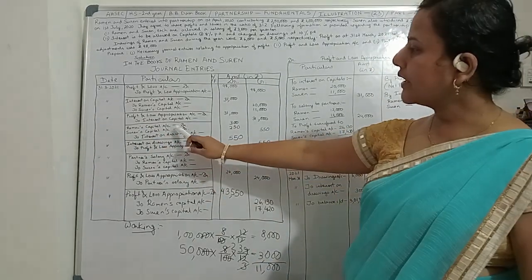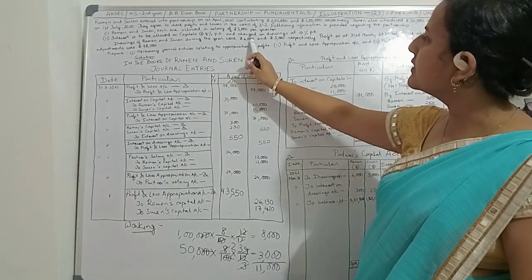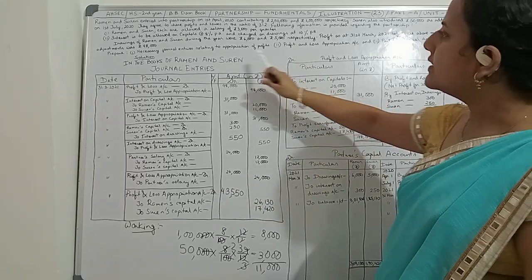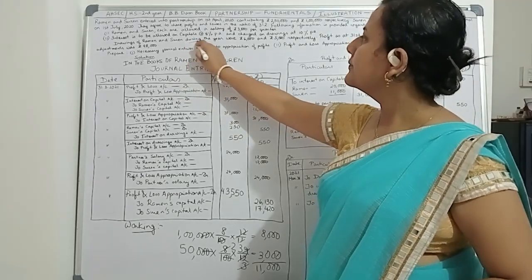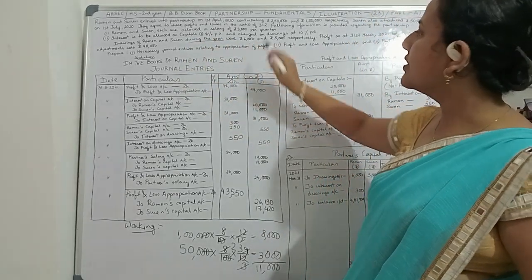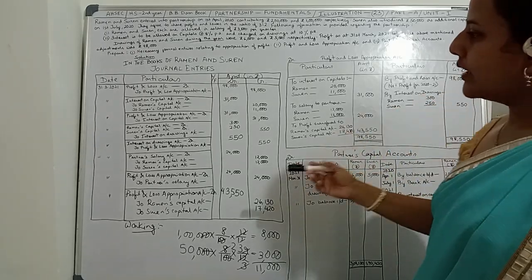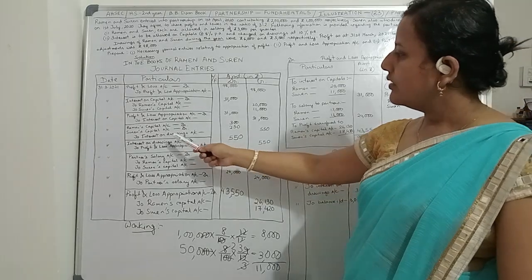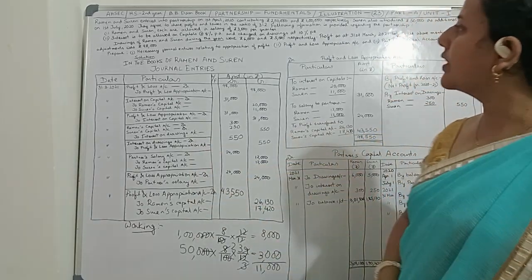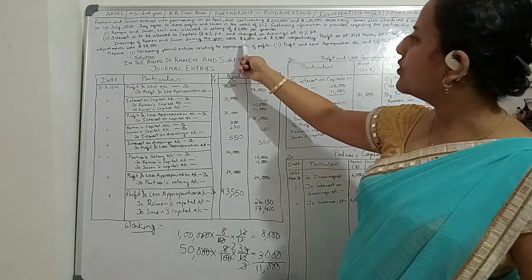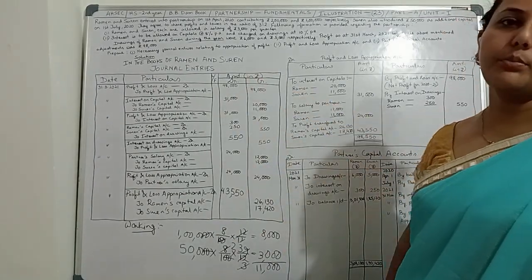Then you have to go for calculation of drawings. You see here what is the amount of drawings? 6,000 and 5,000. It is said in the question that during the year, the amount of 6,000 and 5,000 was withdrawn by Ramesh and Suren. So here, Ramesh's capital account debited, Suren's capital account debited to interest on drawings. Here interest on drawings will be calculated for 6 months since the time period is not mentioned.